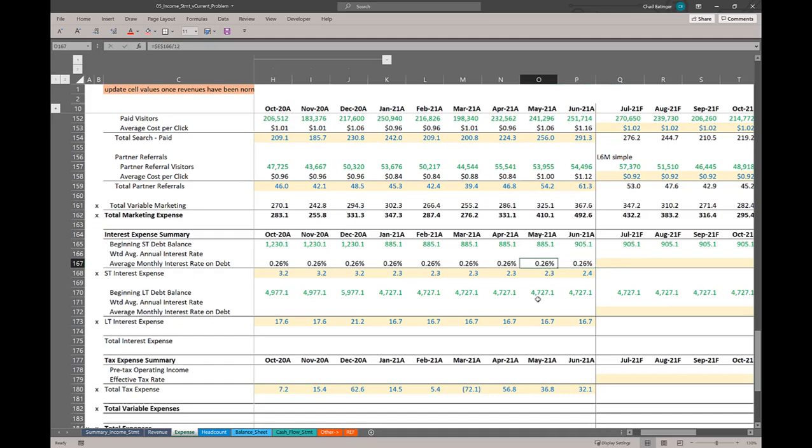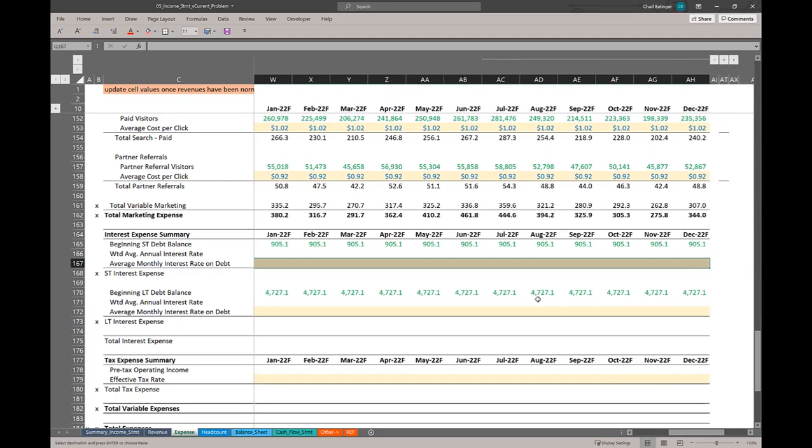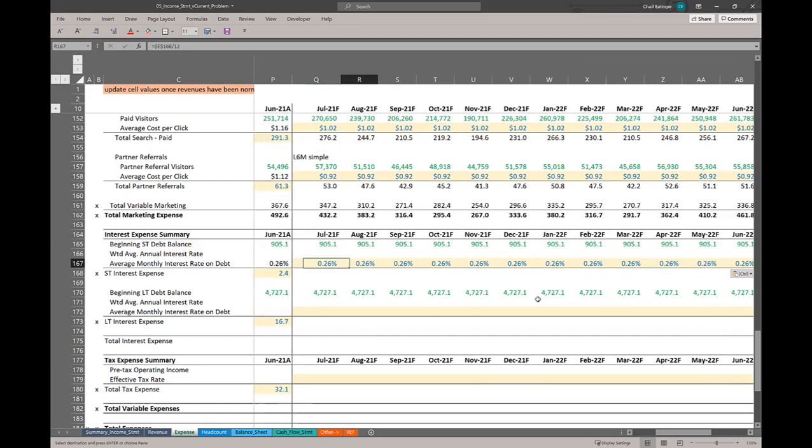So maybe what we'll do is we'll just take this same equation, copy it across. Now we're making an assumption that the interest rate on the short-term debt is going to stay at the same 3.15% annual interest. Copy this across, paste special, formulas and number formats. And so in this case, we see it keeps the input formatting that we wanted to see there.